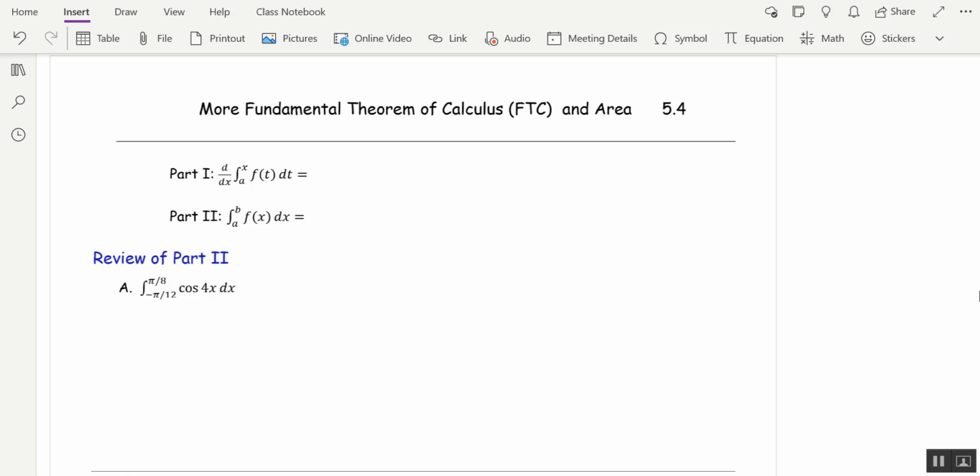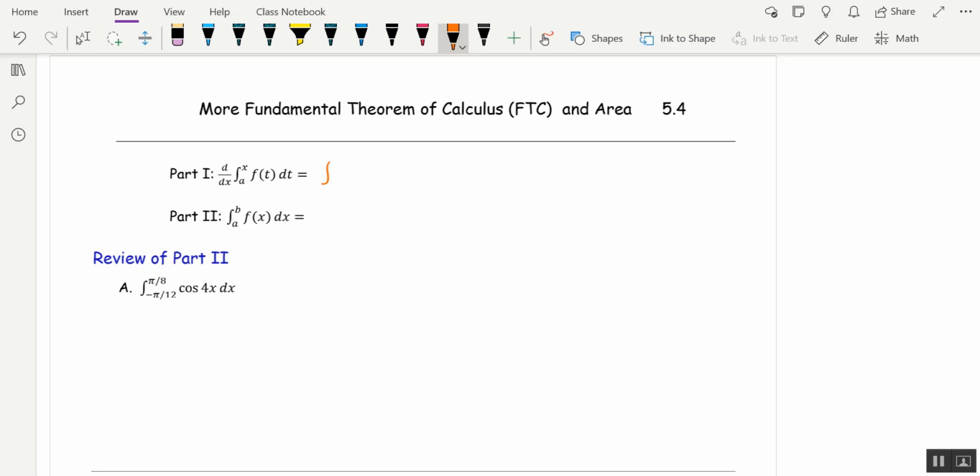Welcome to 5.4. Today we're going to put the fundamental theorem to work by solving some area problems. So let's just review the fundamental theorem of calculus. Part 1 says the derivative of the integral from a to x of f of t dt is simply f of x. And Part 2, this is the workhorse, says the integral from a to b of little f dx is big F of x evaluated between a and b, so that straight bar notation means F of b minus F of a. And here, big F is an antiderivative for little f.